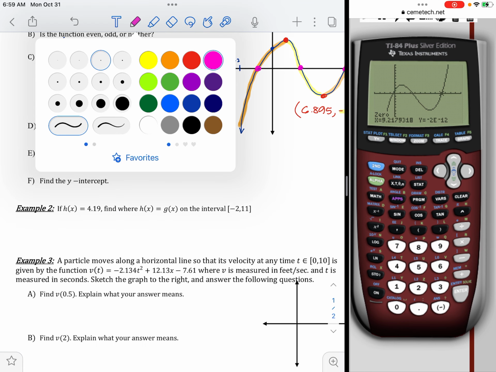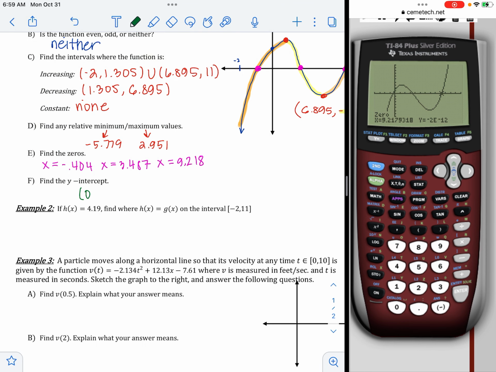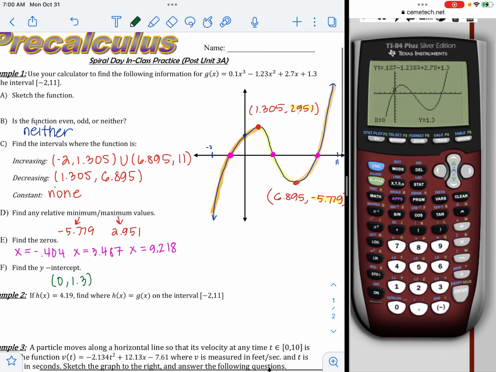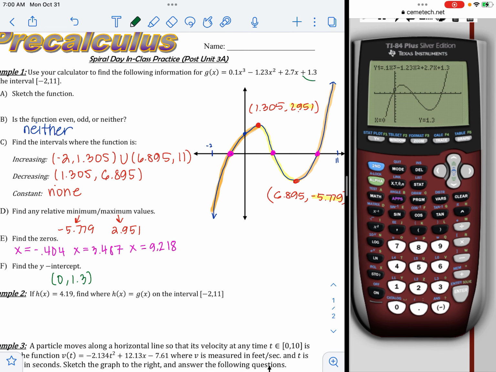All right, lastly, find the y-intercept. We know y-intercepts are always points 0, something. So remember, to plug in a value, all you have to do is hit the trace button and plug in whatever value you want. I'm going to plug in 0 for x. It shows up there. Hit enter, and it'll tell you what your y value is, 1.3. You could also have used your equation: when you plug in 0, you get 1.3.